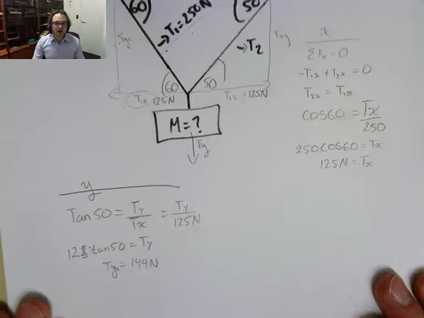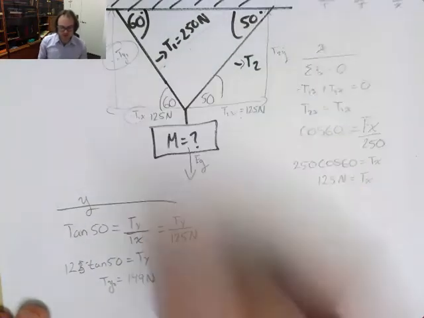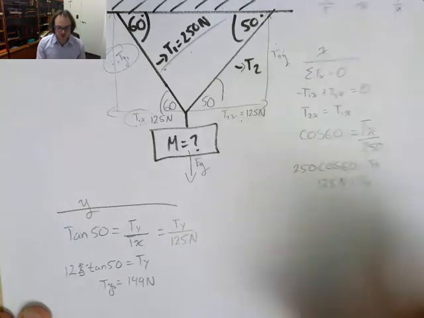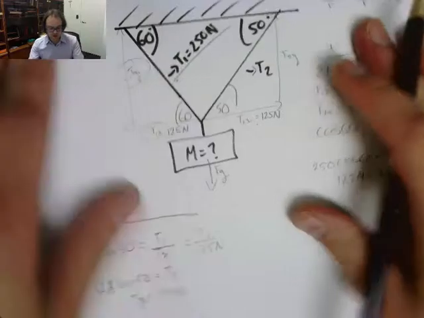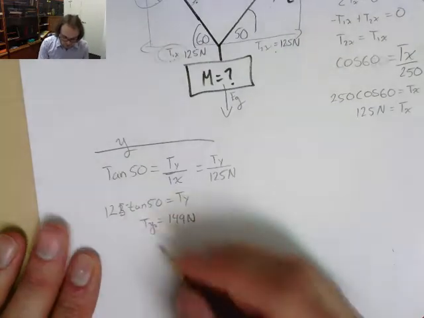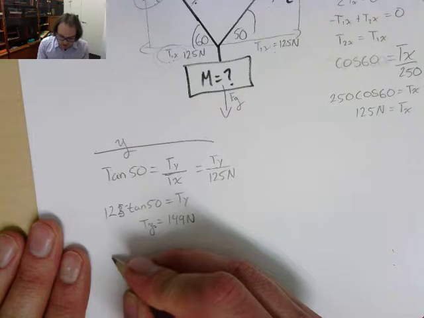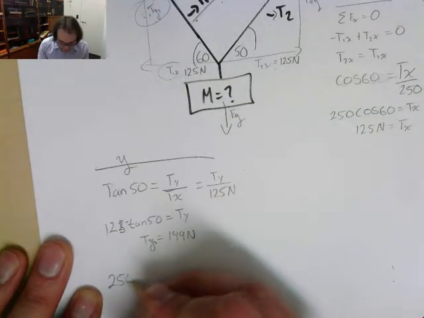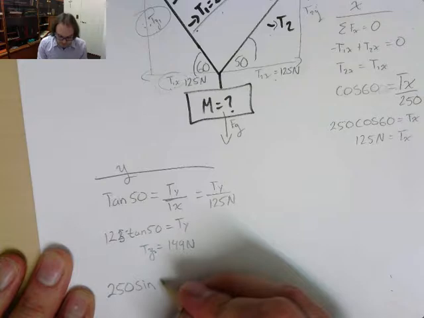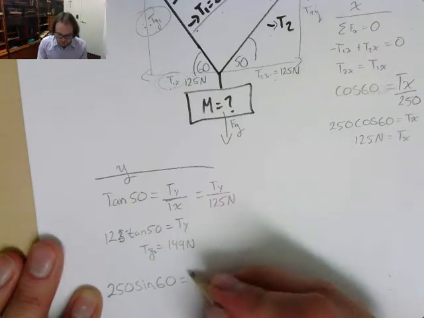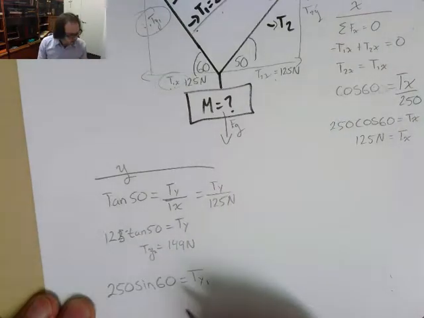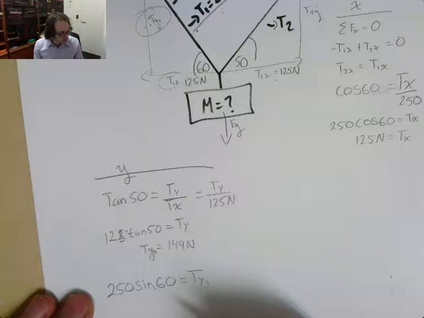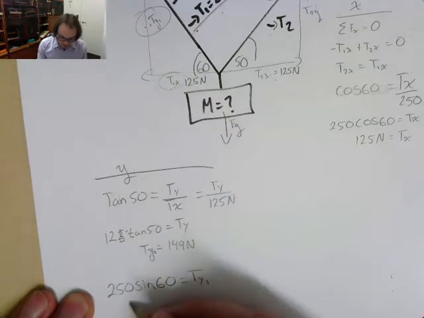Okay? So now I have to look at my other y component, this one here. For this one, I know the resultant, and I want to find y, so I'm going to use SOH, sine. So we have 250 sine 60 is going to be equal to my T1y, my tension in y1. When I plug that in, I'm going to end up getting a total of 217 newtons.